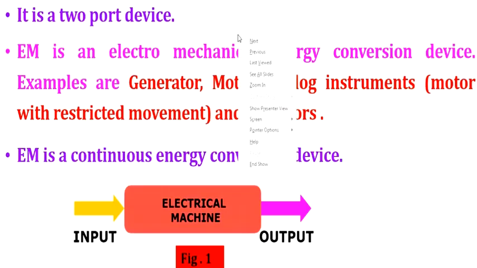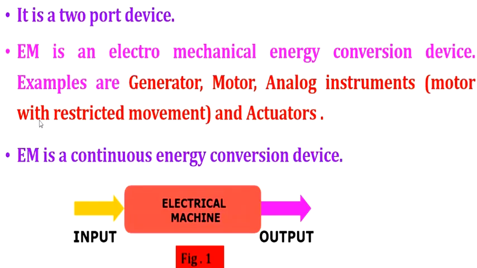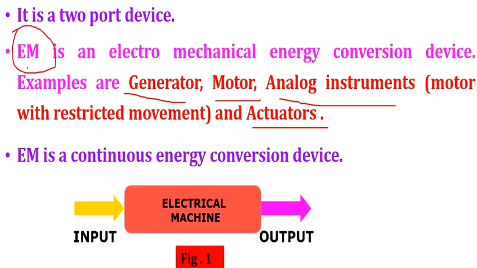It is a two-port device, and the electrical machine is an electromechanical energy conversion device. Meaning that the generator, motor, analog instruments and actuators all come under electrical machines.